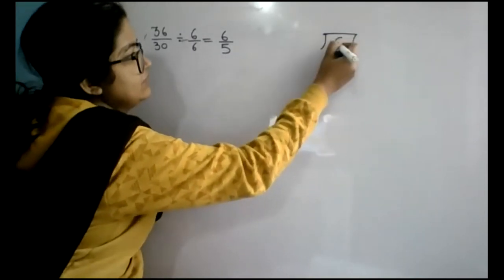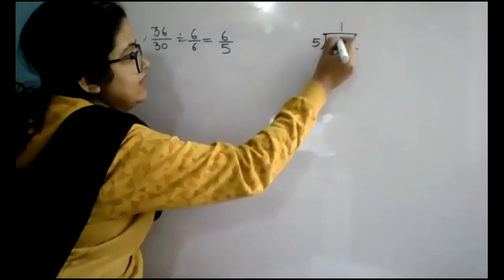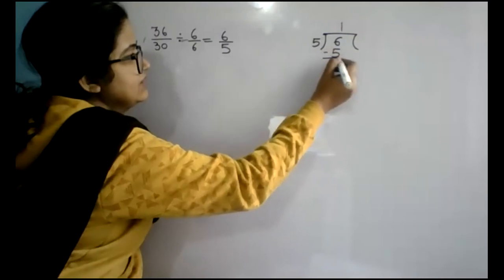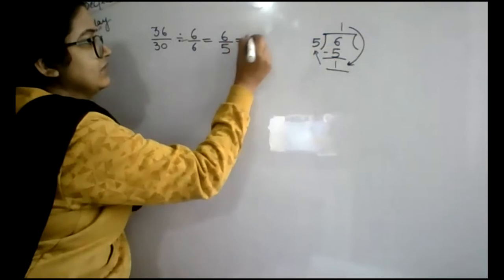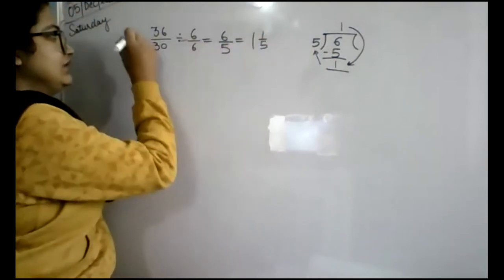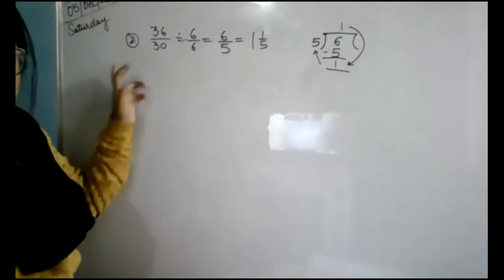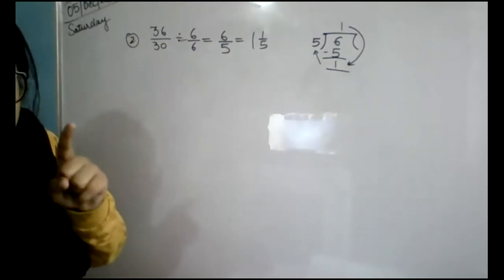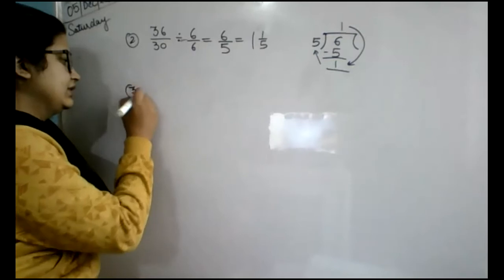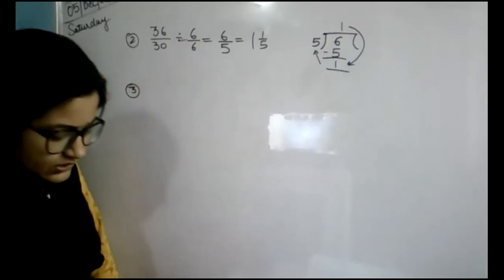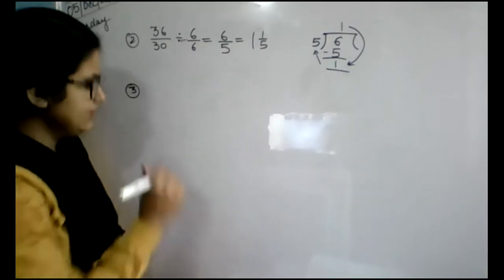Now what you will do, 6 here, 5 here, 5 ones are 5, subtract it, you will get 1. 1 whole number, 1 upon 5 is the answer. This is the second one. Check it, and most of you were making a mistake in the third one. So I'm going to explain the third one very properly.